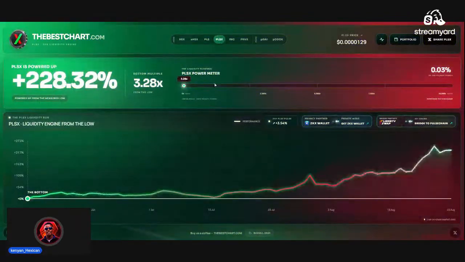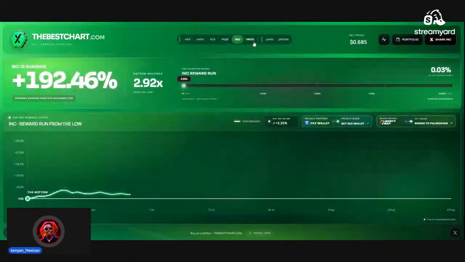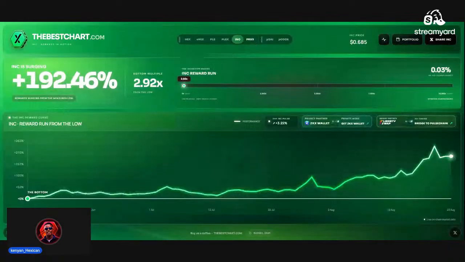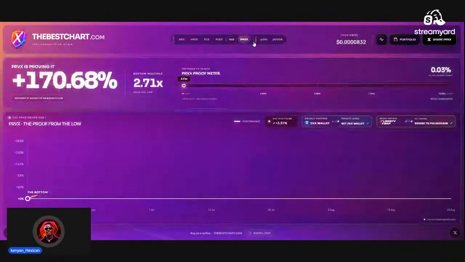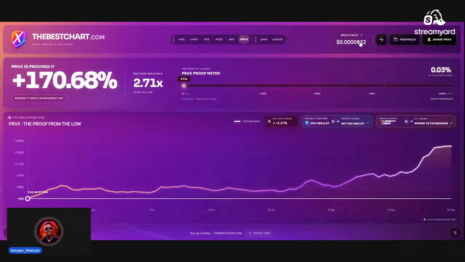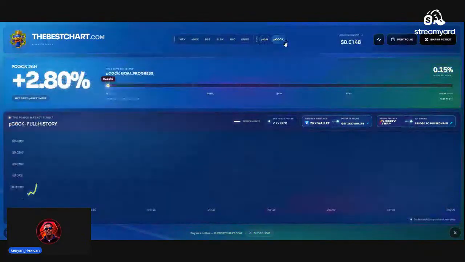We have PulseX trading at 0.40129 US dollars. The incentive token is there, and Provex token is next, where you are seeing 0.40832, and then after that we have another one. We have now PDI and Peacock. Peacock is a meme coin.